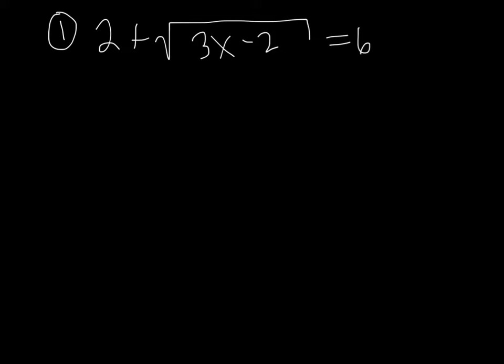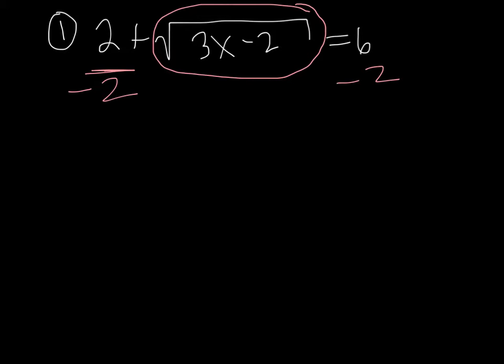So notice that you have some steps in capitalized letters there. So first it says to isolate the radical, and if you remember correctly, the word isolate means we have to get it by itself. So this is the radical right here, and we want to isolate it. So that means we need to get rid of this 2 over here. Since the 2 is positive, I'm going to subtract it from both sides. So now I have the square root of 3x minus 2 is equal to 4.